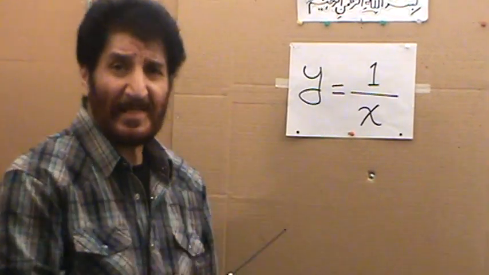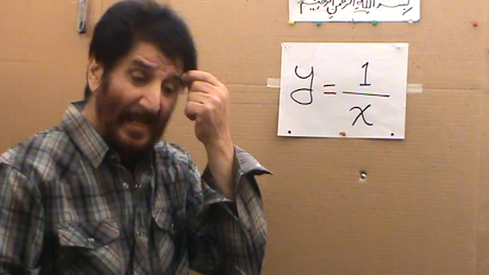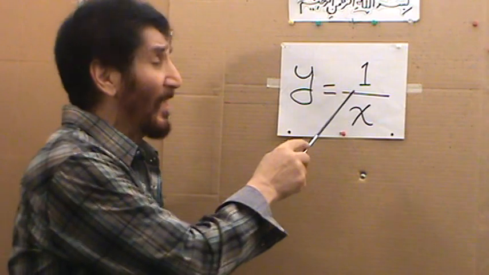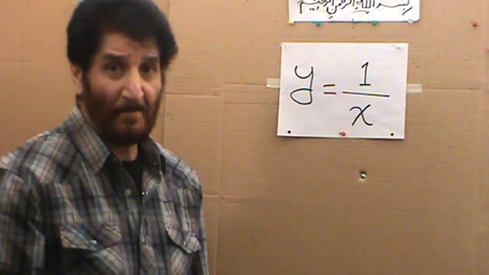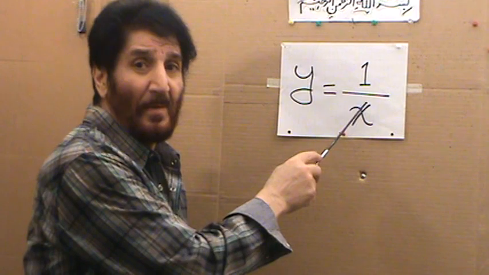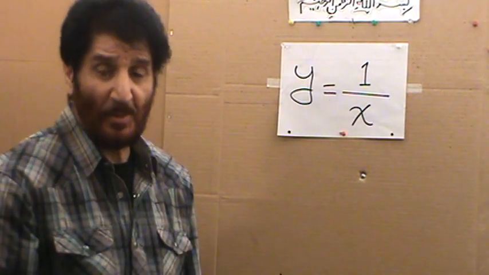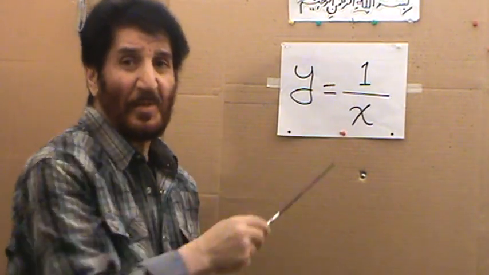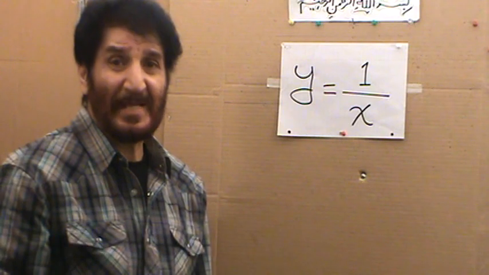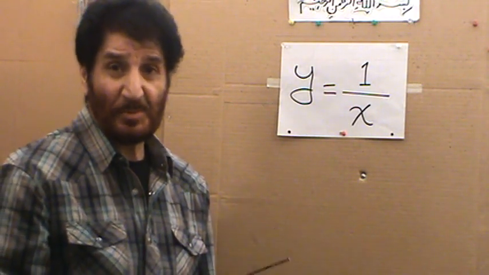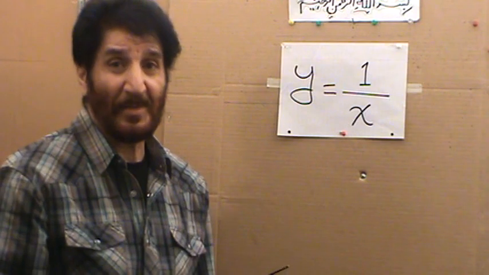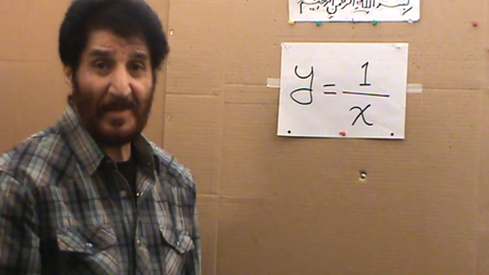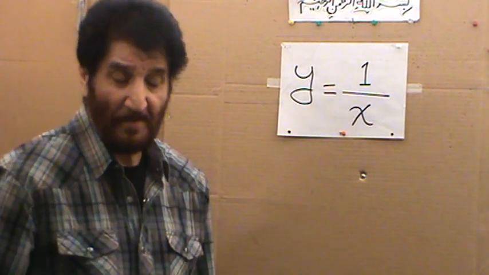Now, this is an example of a rational function in which the degree of the numerator is less than the degree of the denominator. The degree of the polynomial in the numerator is 0, and the degree of the polynomial in the denominator is 1. It's 0 because you can write 1 as 1 times x to the 0, and x to the 0 equals 1 as long as x is not 0. And x cannot be 0 anyhow, because 0 is not in the domain of this function.